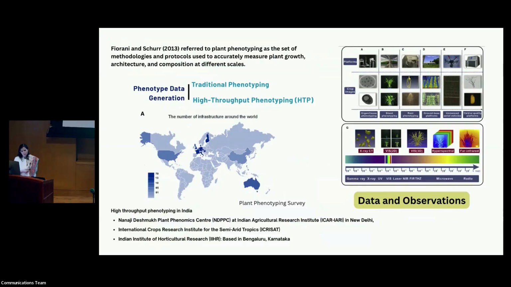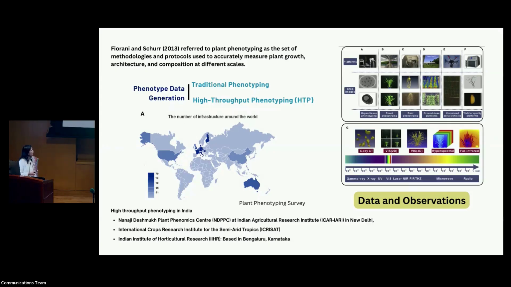So coming to the phenome data, as we all know, these are the set of methodologies and protocols that are usually required to measure plant growth, architecture, and composition. Phenotyping has traditionally been done in a more manual way, but now we are moving towards high-throughput phenotyping, which we often call phenomics.